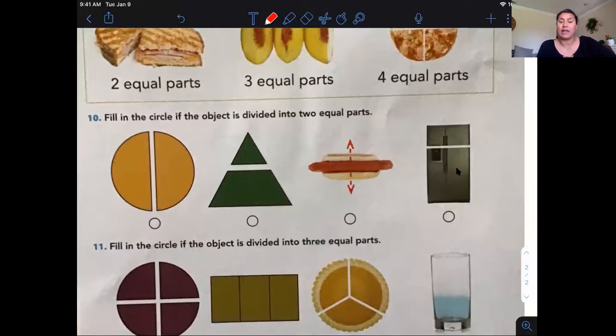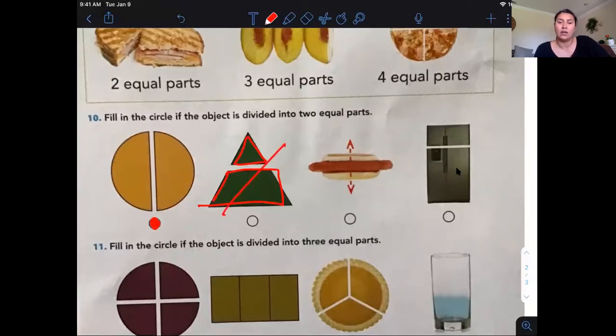All right, let's look at the circle. Did they cut that exactly into 2 equal parts, exactly in half? Yes, they did. Let's bubble that in. What about this triangle? Not really, because this little guy is different than this little guy. It would be the same shape, and it's not. So no, don't bubble that in.